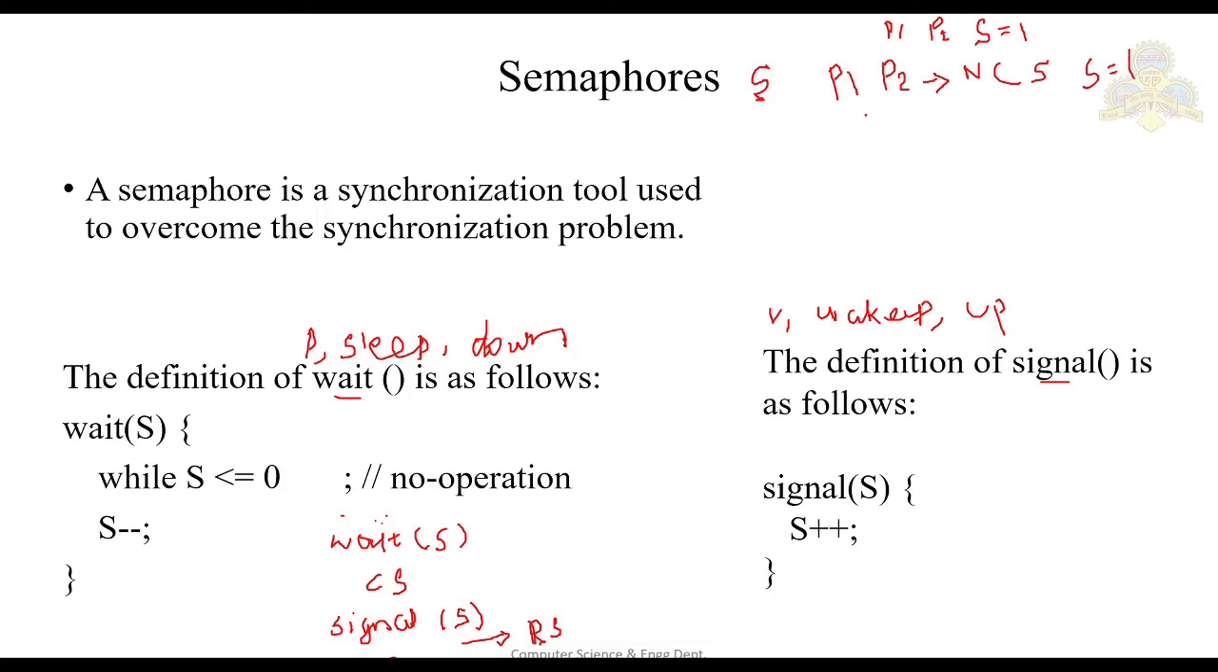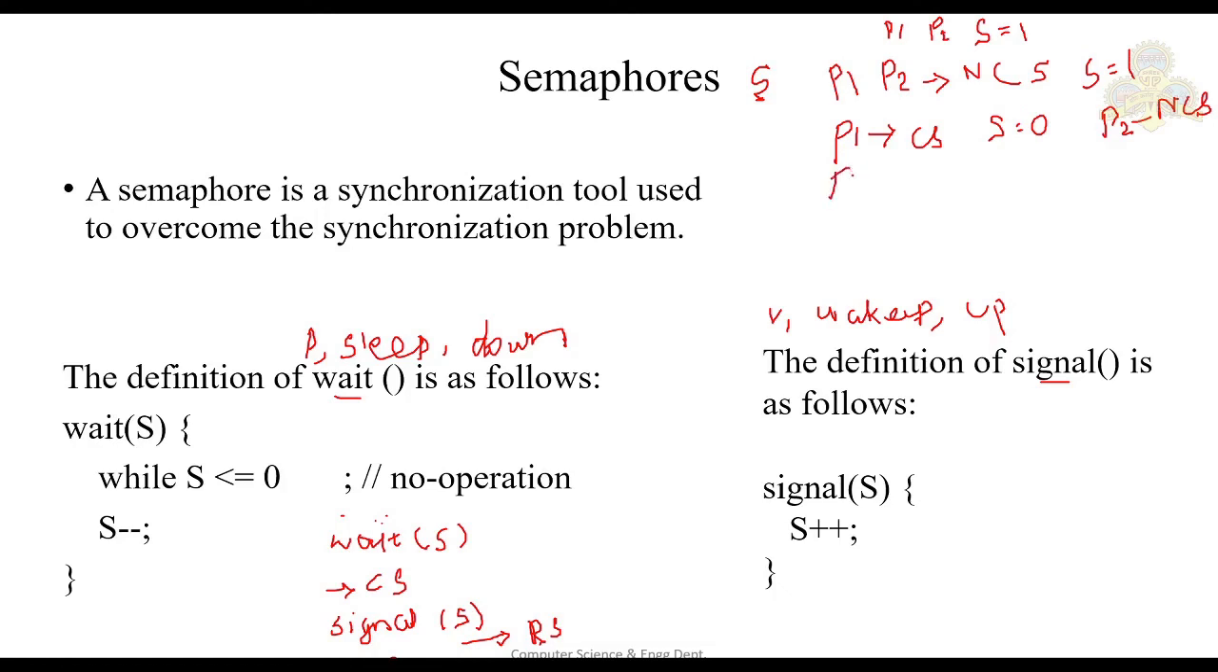Now say P1 enters the critical section. What will happen? First the wait operation would be executed, right? In the wait operation, what do we have? It decrements the semaphore value. You can see here, while S is less than or equal to 0, no operation will be performed. If it is false, S would be decremented by 1. So in our case, S becomes 0. First S becomes 0, then P1 would be executing in its critical section. And say P2 is still executing in its non-critical section. Fine.